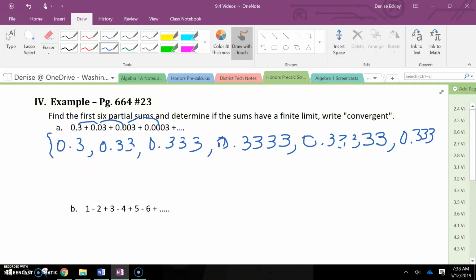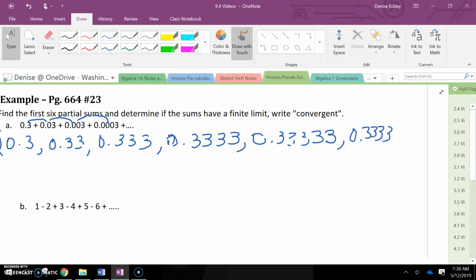And then finally, the 6th term will be 0.333333. Need a few more 3's there. 3, 3. So there are my first 6 partial sums.